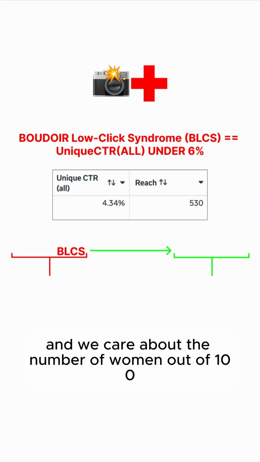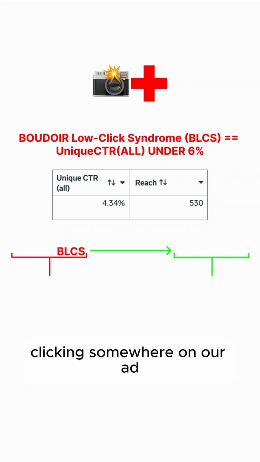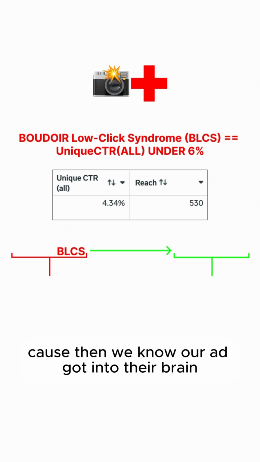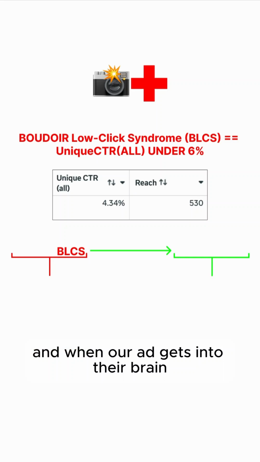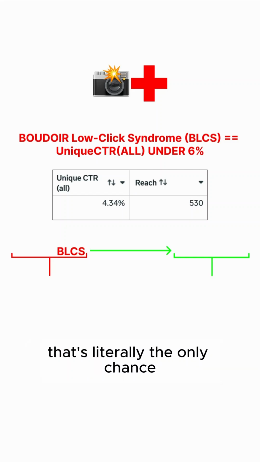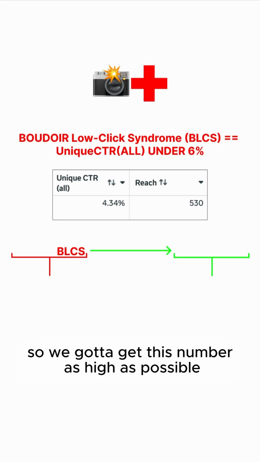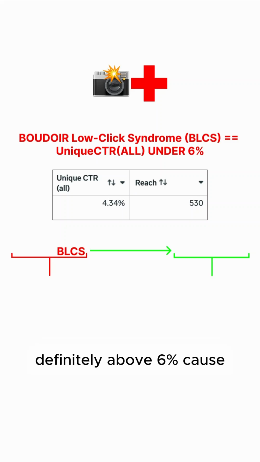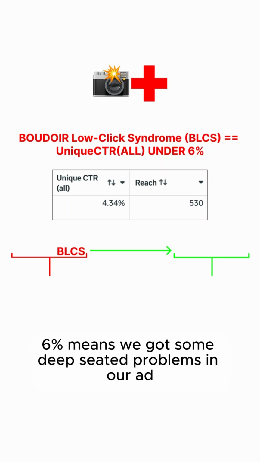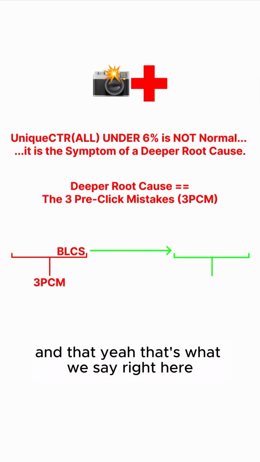And we care about the number of women out of 100 clicking somewhere on our ad, because then we know our ad got into their brain. And when our ad gets into their brain, that's literally the only chance we have at them buying from us. So we got to get this number as high as possible, definitely above 6%, because 6% means we got some deep-seated problems in our ad. And yeah, that's what we say right here.